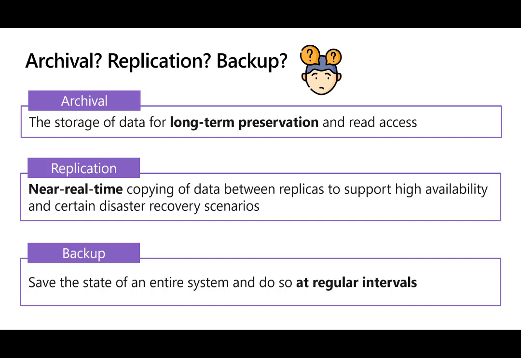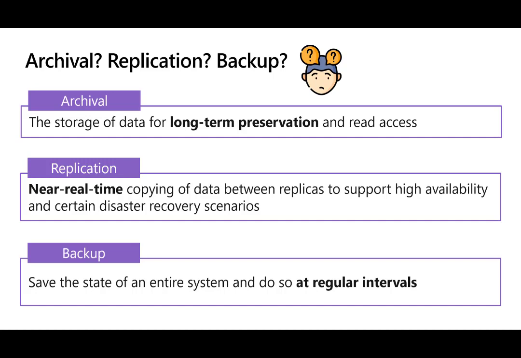So first we have Archival, and that is the storage of data for long-term preservation and read access. Remember, this is the lowest tier of all the three available ones you have in the blob storage. Then we have replication and backup. I would say these two are usually where the main confusion lies.